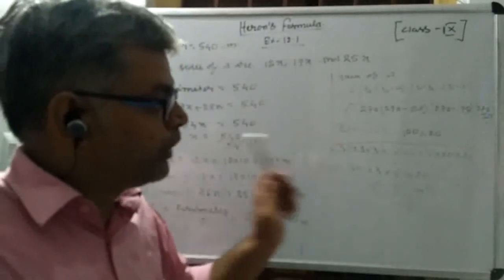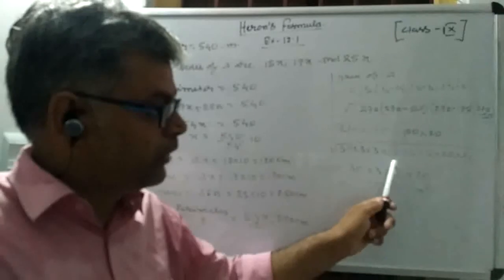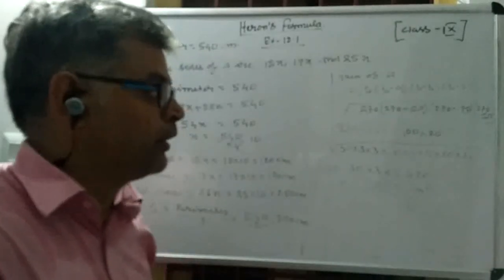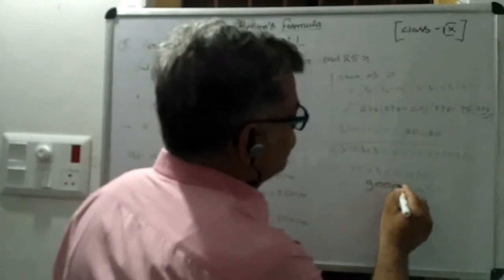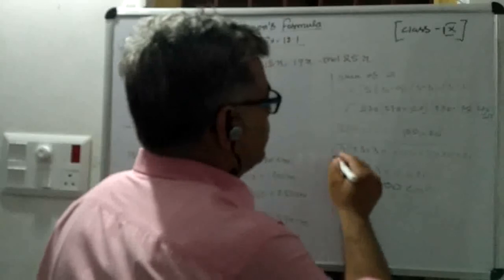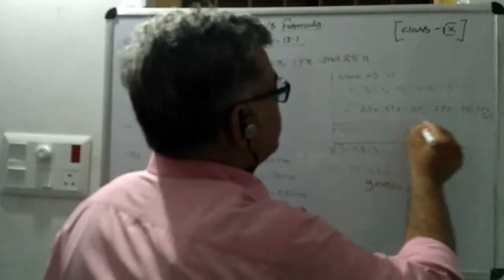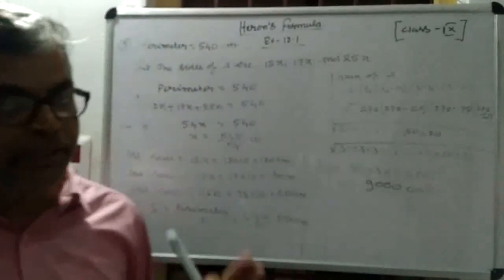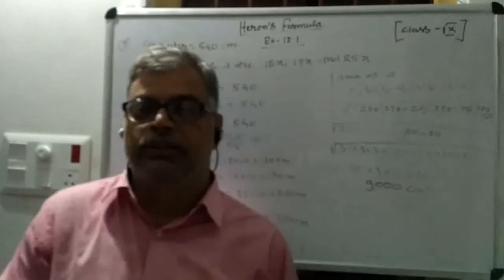So take out one for each pair. 3 is in pair, so one 3 out. 5 is in pair, so one 5 out. And 20 is in pair, so 20 out. So ultimately we got 9,000 centimeter square as your answer. This is your square root. And in this way, we have completed this question as well as the exercise.